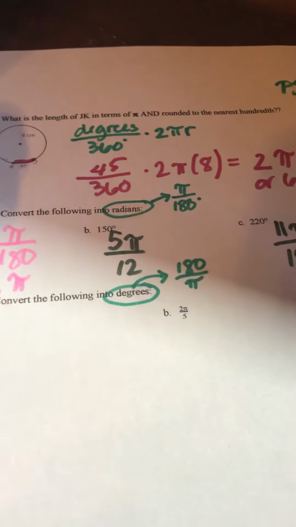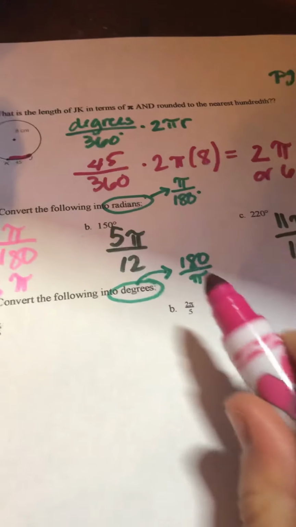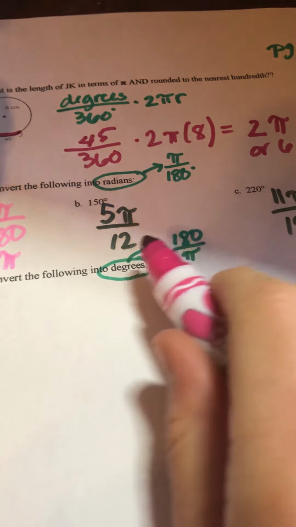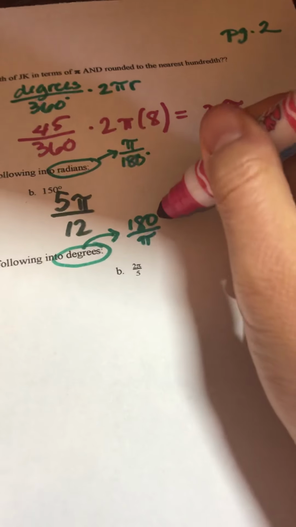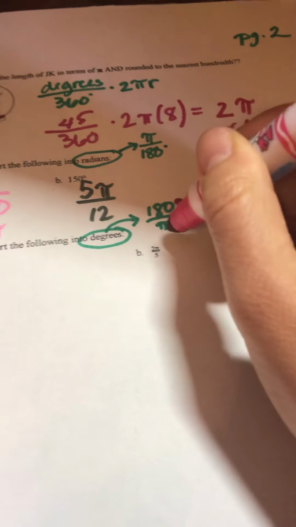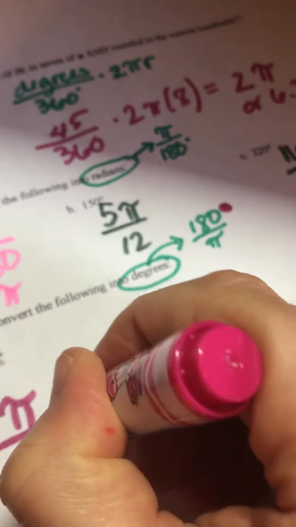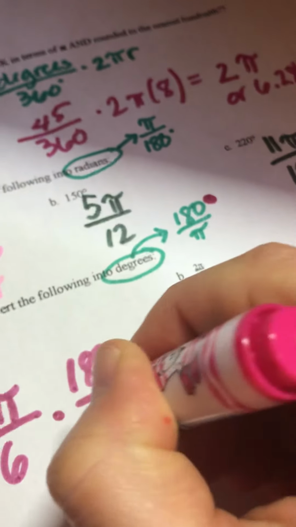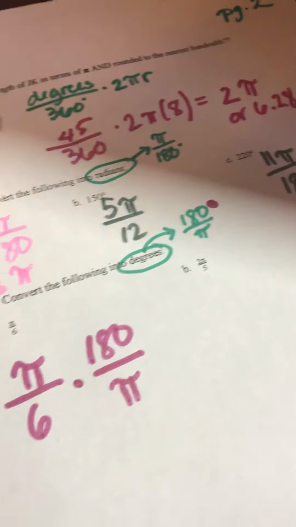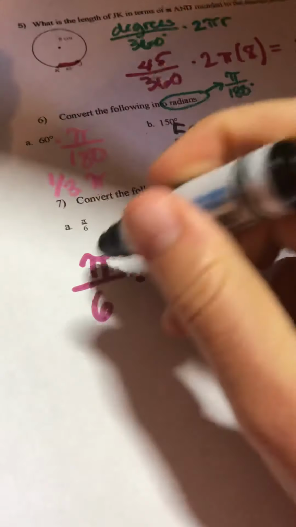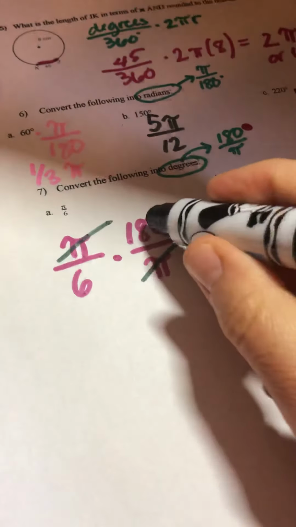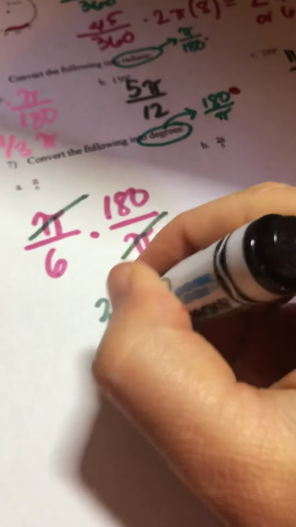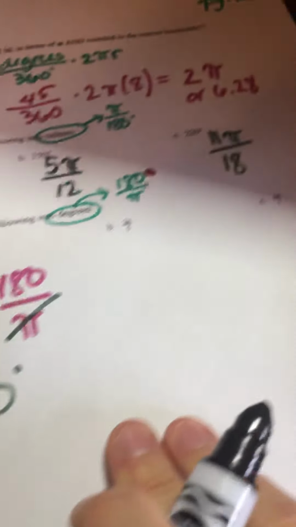All right, now, last but not least, we have degrees. We're going to convert into degrees. So look, my 180 is going to be on the top, and my radian is going to be on the bottom. So I'm going to take pi over 6, multiply it by 180 over pi. Now, what's great about this is the pi's should cancel. 180 divided by 6 is going to leave us with 30, and make sure you have your degree sign.